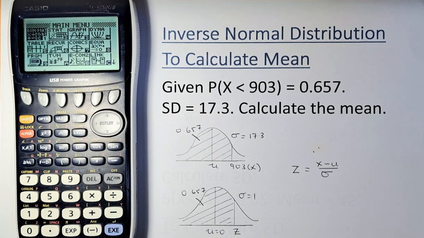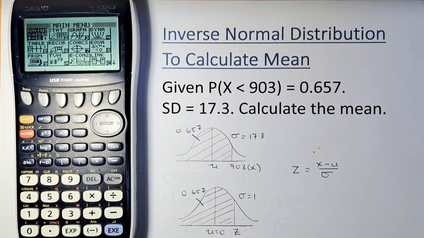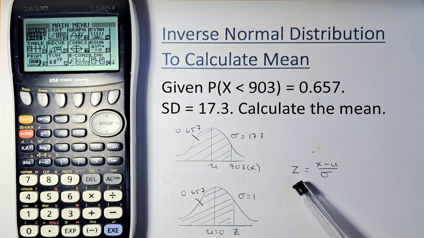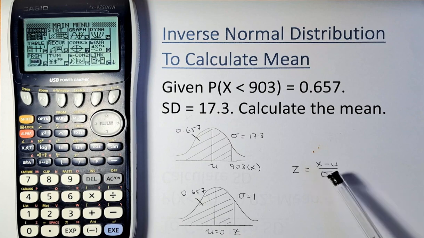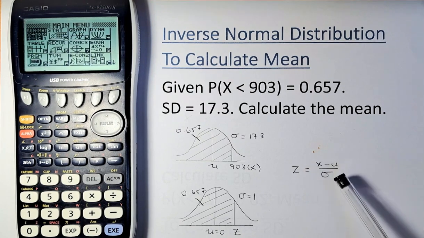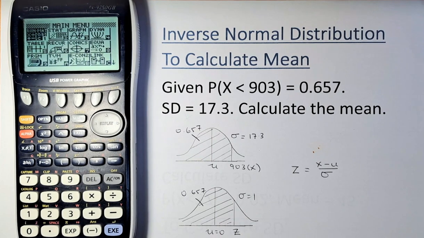Remember, if you are to calculate the mean and standard deviation of an inverse normal distribution, you cannot input the data directly. You have to standardize this equation. To standardize, you use this equation: Z equals x minus nu, where nu is the mean and sigma is the standard deviation, divided by the sigma. So without further ado, let's do it.